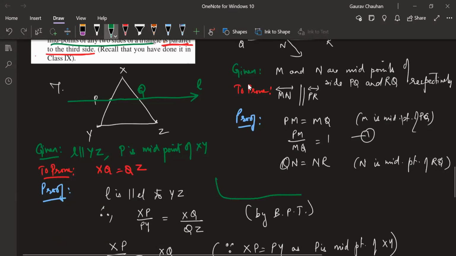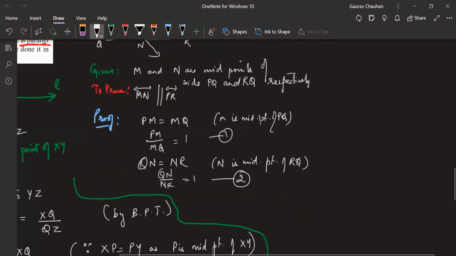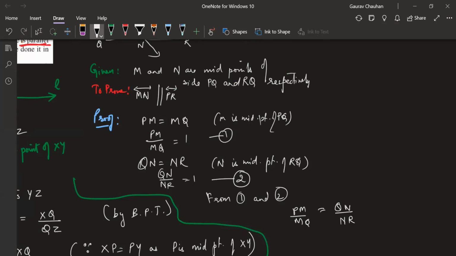So QN by NR is also equal to 1. If we take this as the second equation, from 1 and 2, we can say that PM by MQ is equal to QN by NR, which means that the ratios are equal.